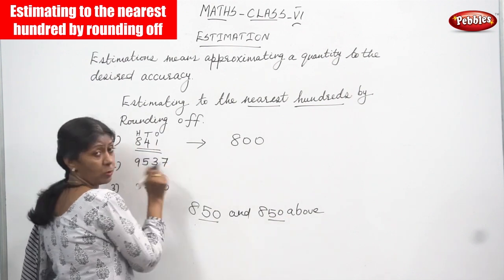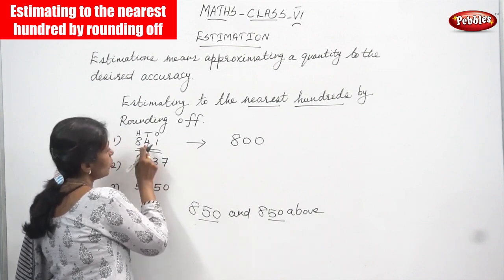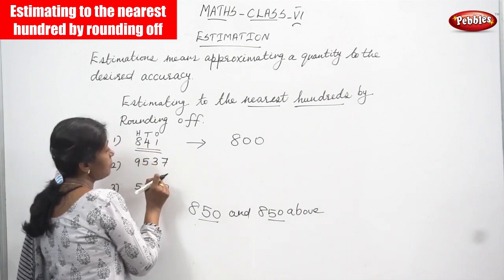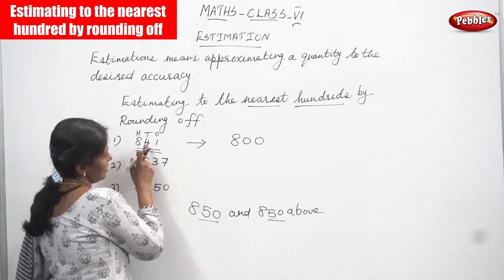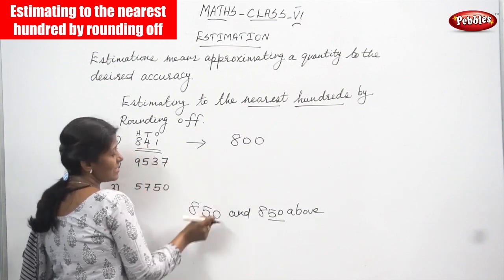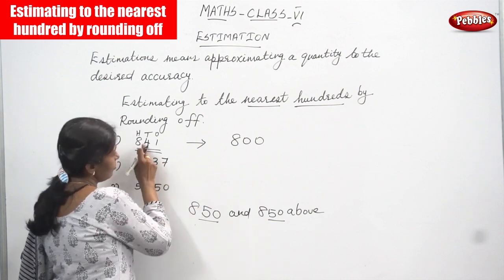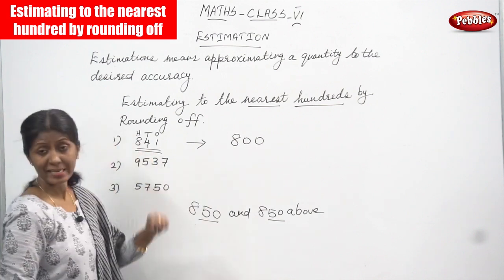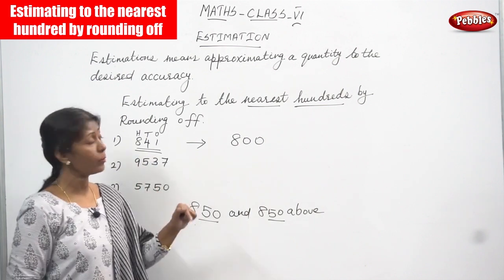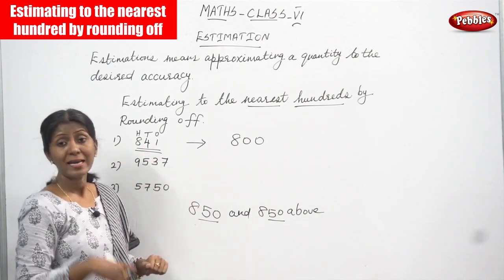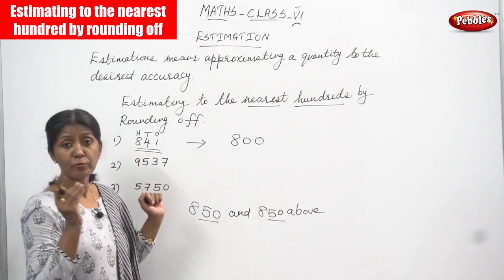But here it is 41. So tens and ones you have to consider. This is only 41. It is not reaching 850 or above. So if it is 850 or above you write 900, but here it is 841 only.